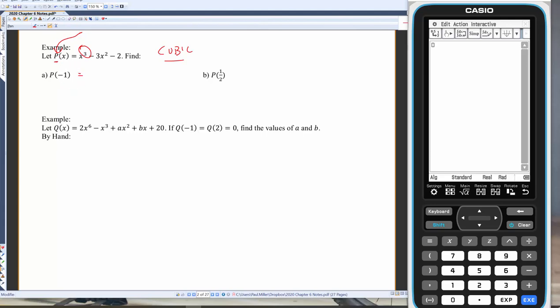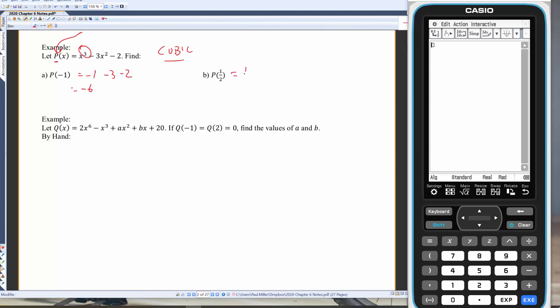So P of negative 1 means chuck negative 1 into this function here. So negative 1 cubed is negative 1. Take away, we've got negative 1 squared, which is 1. 1 times negative 3 is negative 3. Take 2. And that's going to be negative 4, negative 6. P of negative 1 is negative 6.